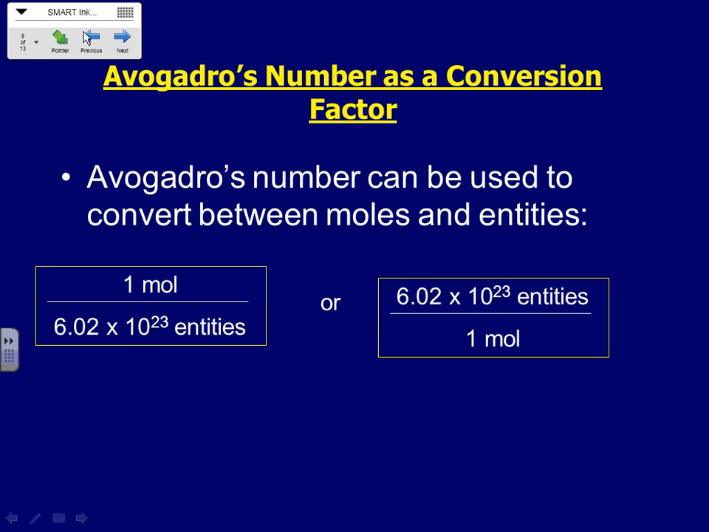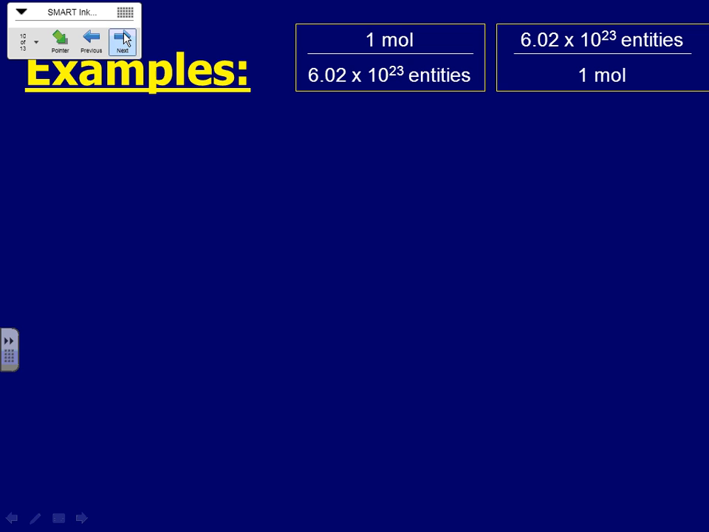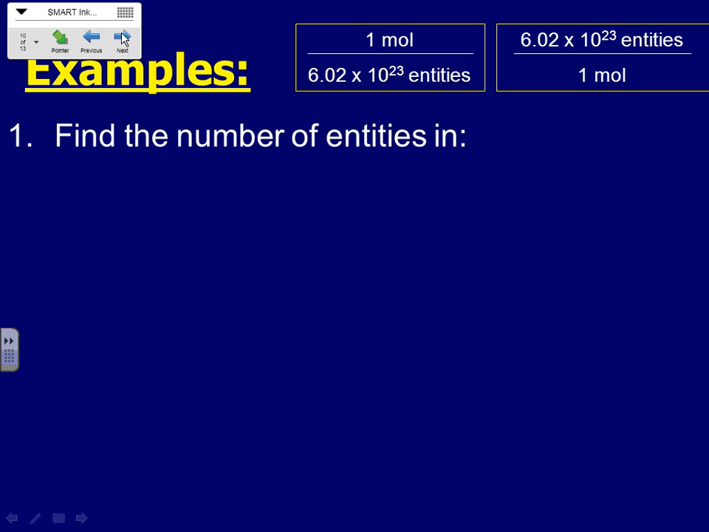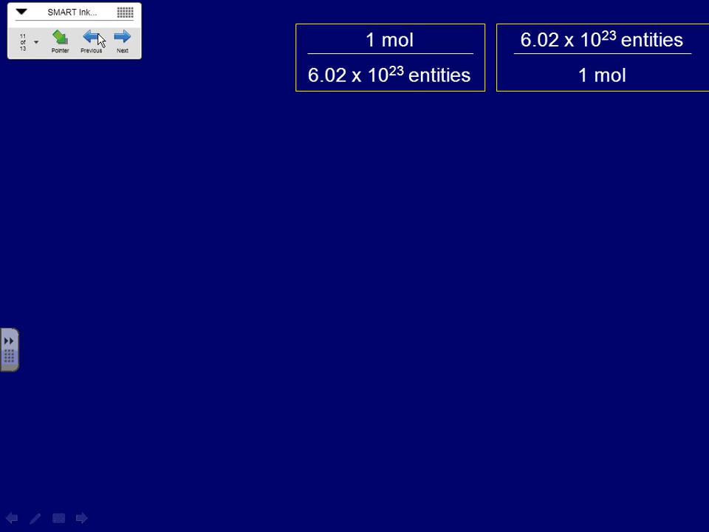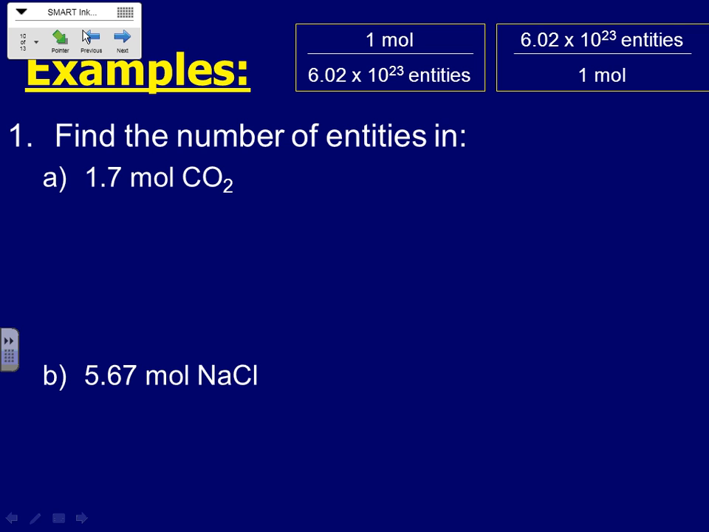All conversion factors can be flipped over depending on what we want to find. Let's do some examples. So just put EG. You don't have to write down the conversion factors. I just put them there so that you don't have to look all over the place to find them. Later on, you're going to have to know where to find that number. You'll either have it memorized or you can get it off of the data table.